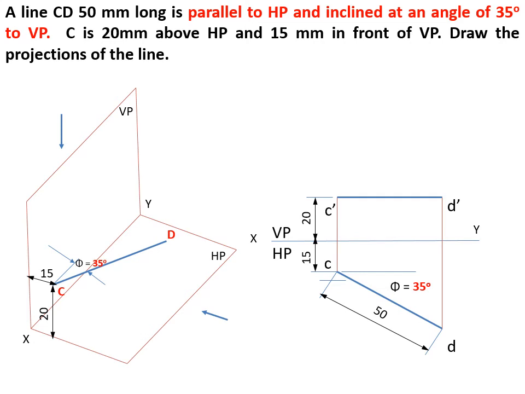Also draw the dimension line of this inclination as an arc with arrowheads at both ends. The inclination with respect to VP is phi.